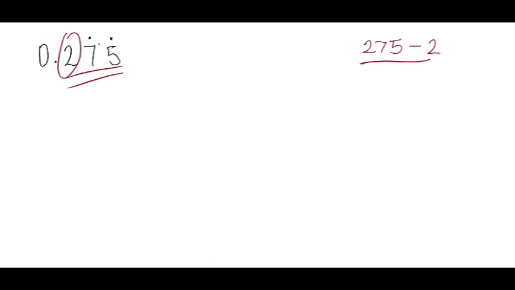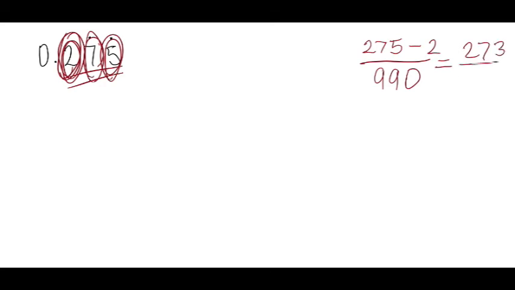And what do we do on the bottom? Well, for each recurring number, we put 9s. Okay, so we have one recurring number there and one there. So we have two recurring numbers, we have 2 9s. And for the non-recurring one there, no dot above it, we put a 0. Okay, so what do we end up with? We end up with 273 over 990.